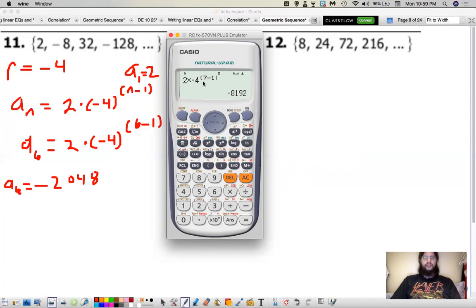Negatives must be in parentheses. Fractions, you probably want to put them in parentheses. Regular numbers, doesn't hurt to put them in parentheses. Use it in parentheses. Do it.